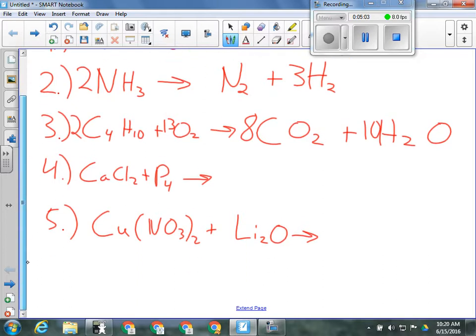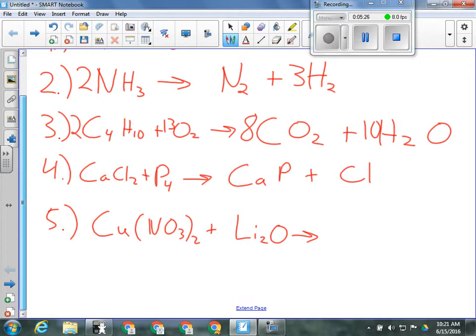What kind of reaction is number 4, with an ionic compound and an element? Single replacement. In a single replacement, to figure out who goes with who, I've got to look at what's by itself. Phosphorus is by itself, and phosphorus is a non-metal. Who's it going to swap out for? It's going to swap out the chlorine and end up with calcium. So we'll have calcium with phosphorus, and chlorine will be by itself.